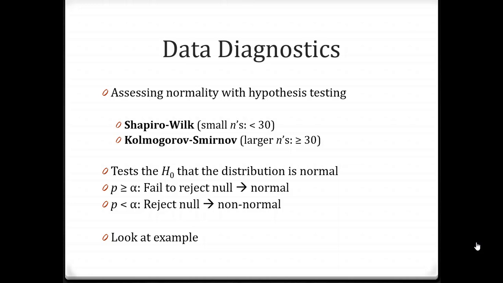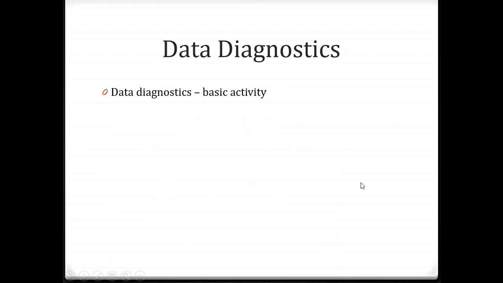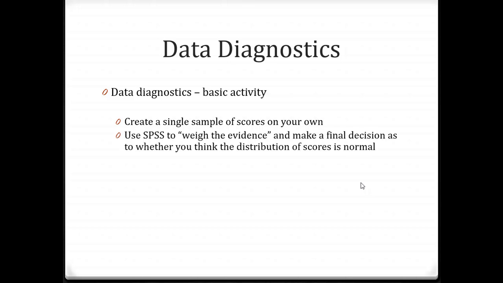Now, for tomorrow's class, you are going to do the following as part of the activity. You don't have to do this during our class time, but you will email me something by the end of the day. So here's a basic activity. You're going to go into SPSS and create a single sample of scores on your own. It doesn't matter how many you have or the range of the scores. Just create a single sample of scores. And then you're going to use SPSS to do what we just did.